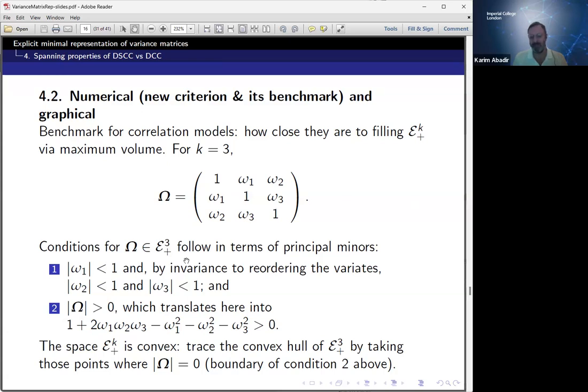In dimension 1, it is trivial: just that 1 is positive. In dimension 2, 1 minus omega 1 squared says that omega 1 has to be less than 1 in absolute value, and likewise for all the omegas. Then you get to the three-dimensional case where the determinant has to be positive, and the determinant being positive implies that we need this condition. Now, the limit of this condition, the point at which it breaks down, is when the determinant is equal to 0 instead of being positive. So the boundary of this condition is what we're going to trace next, and we're going to see how close to the boundary any variance model is.